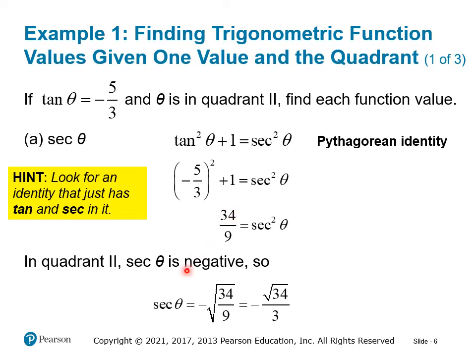Again, this could be plus or minus the square root of 34/9. Since we're in quadrant 2, secant is negative in quadrant 2 because it's related to the x value or the cosine function. Okay?